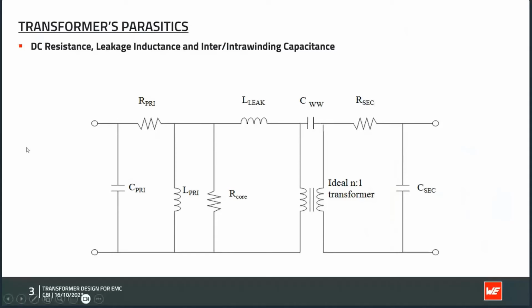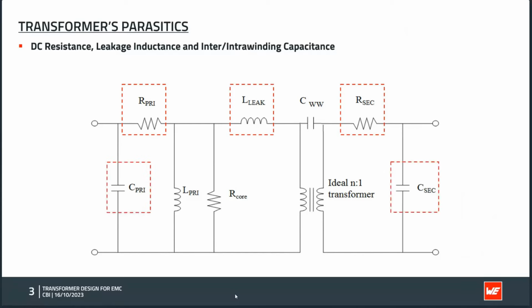So to get started, here's a schematic of a transformer. In the center of the schematic, you see the ideal transformer with just a primary inductance and a secondary inductance, coupled with a magnetic core. But of course, in reality, such a transformer also has many parasitics. So we have, of course, a resistance on the primary and on the secondary winding. We have a leakage inductance, which is a measure for the amount of magnetic coupling between the windings.